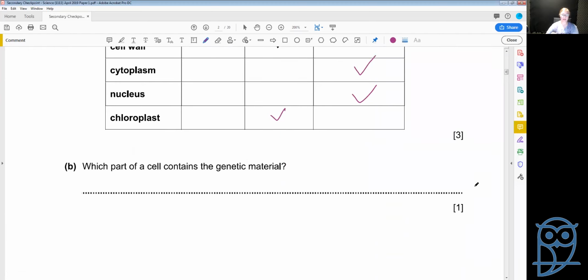So which part of a cell contains the genetic material? So that would be the nucleus.